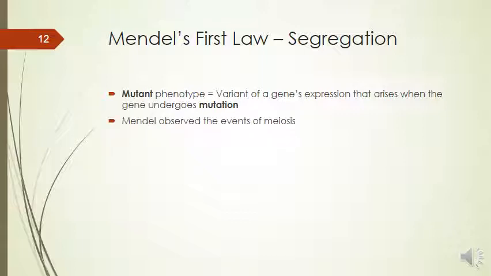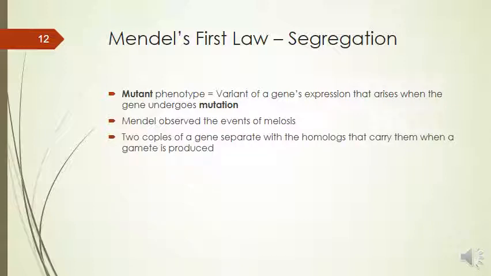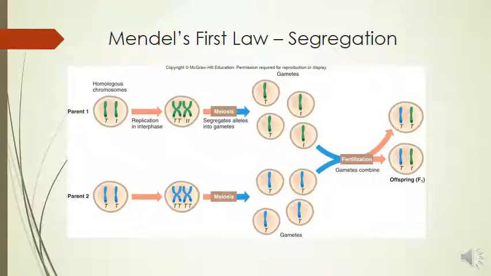He observed the events of meiosis. 2 copies of a gene separate with the homologs that carry them when a gamete is produced. And at fertilization, the gametes combine at random. This slide is showing Mendel's first law of gene segregation. During meiosis, homologous pairs of chromosomes and their genes separate and are packaged into separate gametes. At fertilization, gametes combine at random. Green and blue denote different parental origins of the chromosomes.